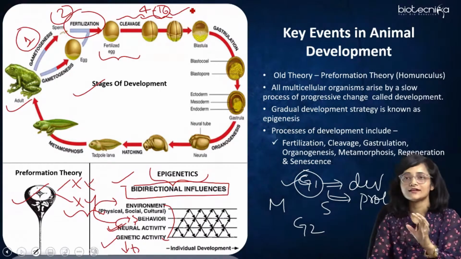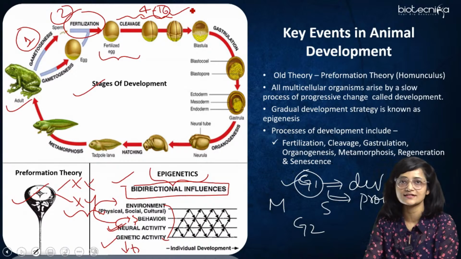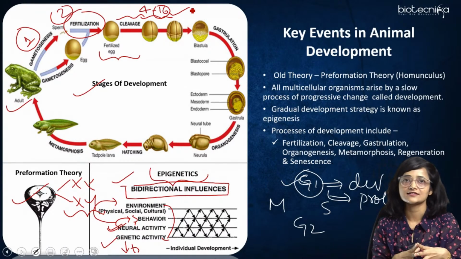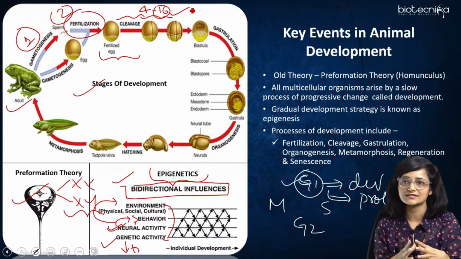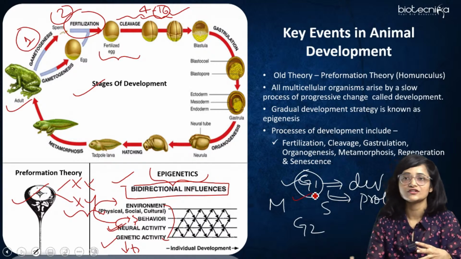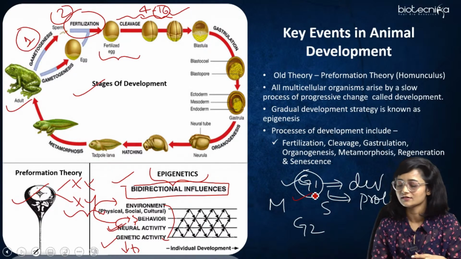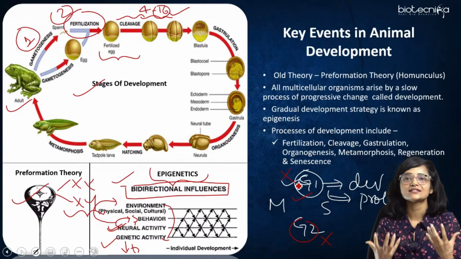As we know, in the cell cycle, how many phases are there? G1 phase, S phase, G2 phase, and M phase. So when a fertilized egg divides and converts into a blastula, all these things are going on. When cleavage takes place at this point of time, the G1 phase is not required, right? Neither the G1 nor the G2 phase, because these two phases are the preparatory phases.